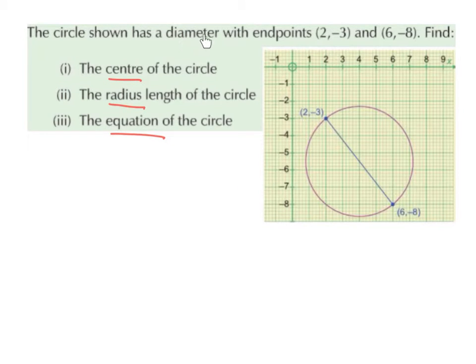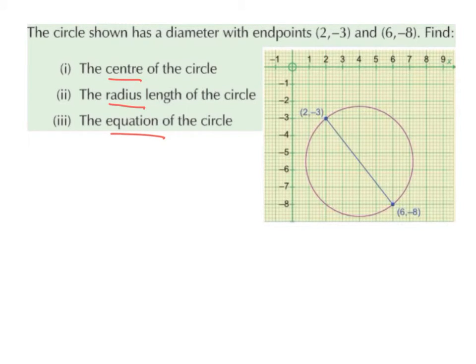The circle shown has a diameter with endpoints 2 minus 3 and 6 minus 8. So here's our circle and here's our diameter. We want to find the centre of the circle. So we can do this by getting the midpoint between these 2 points using our midpoint formula. That will give us the centre of the circle.